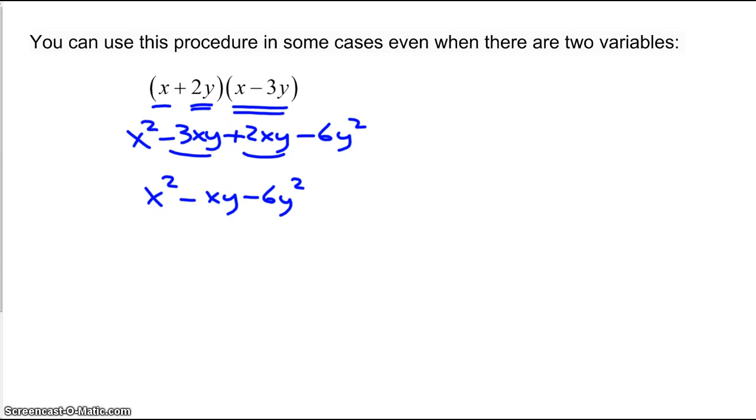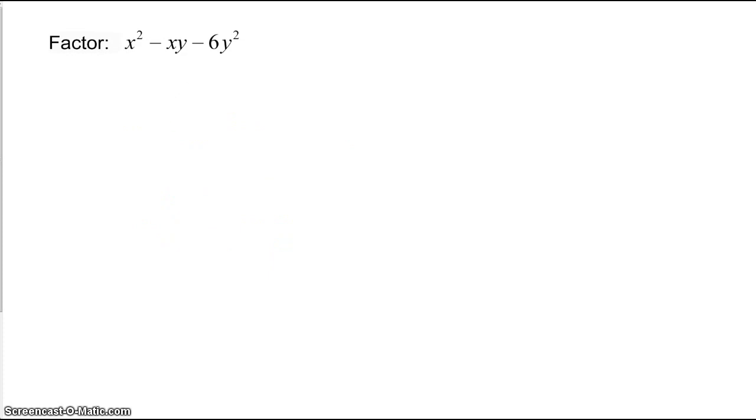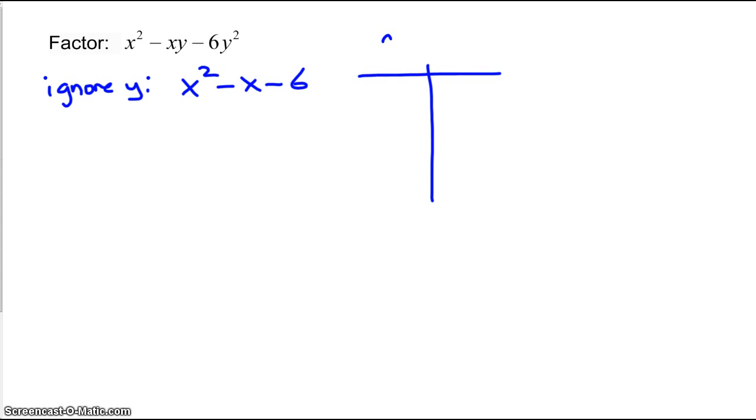So if you have this particular form, where you have something with x squared, and over here something with y squared, and then in the middle it's an x times a y, then you can use the same kind of factoring. Let me show you how. Let's say I had x squared minus xy minus 6y squared. What you can do at first is ignore the y in this case. So I'm going to write it over again: x squared minus x, I'm just going to ignore the y, minus 6. And then you could do your normal factoring procedure.